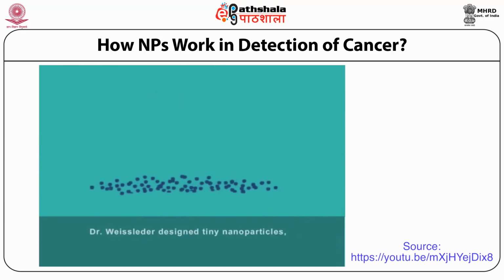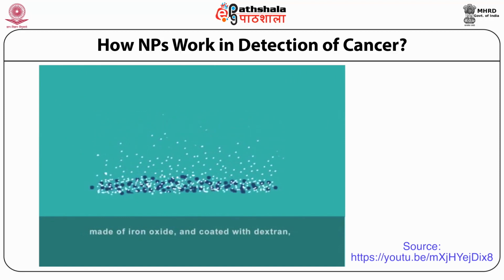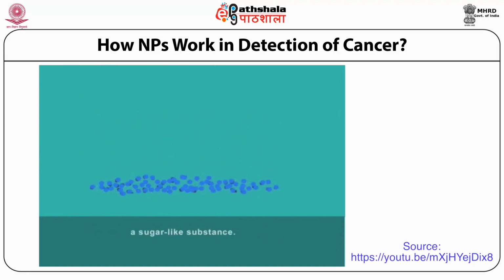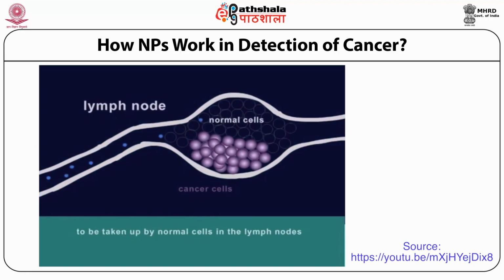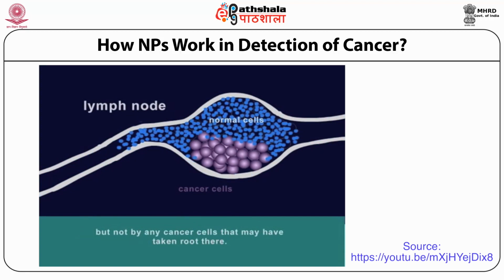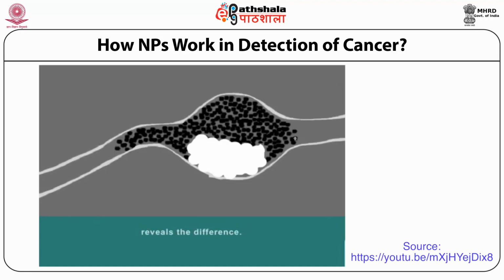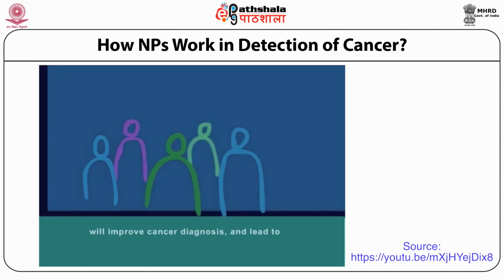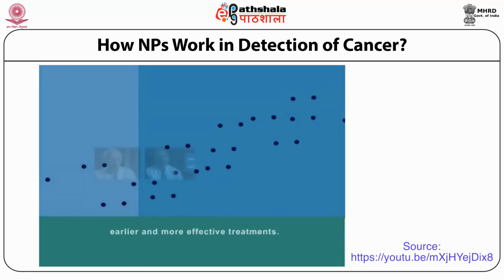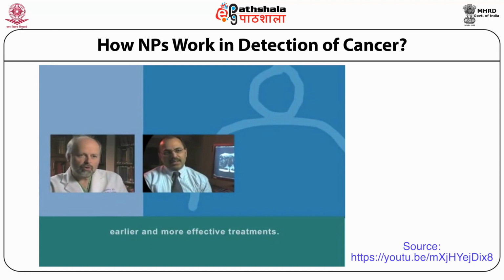Dr. Weissleder designed tiny nanoparticles made of iron oxide and coated with dextran, a sugar-like substance. This coating causes the nanoparticles to be taken up by normal cells in the lymph nodes, but not by any cancer cells that may have taken root there. A magnetic resonance imaging machine reveals the difference. The researchers hope their new technique will improve cancer diagnosis and lead to earlier and more effective treatments.